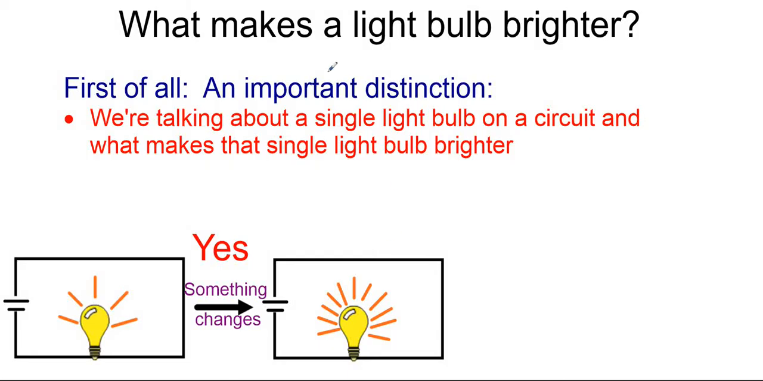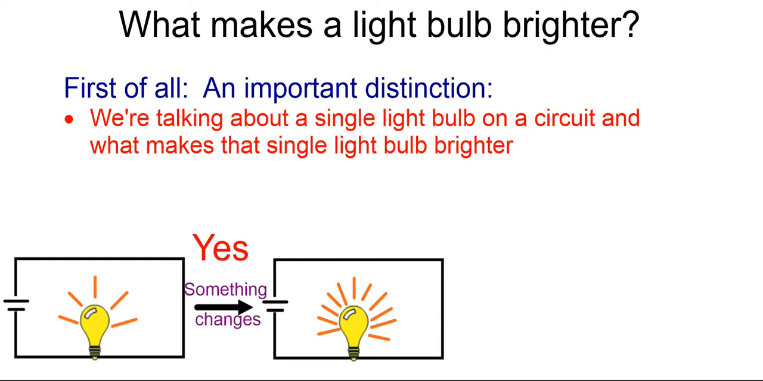In this video, we'll examine what makes a light bulb brighter. Now first is an important distinction here. When we say makes a light bulb brighter, here's what we're talking about. We're talking about a single light bulb on a circuit like that one there, and what makes that single light bulb become brighter. So here he is on the circuit. Something changes on the circuit and makes him brighter.